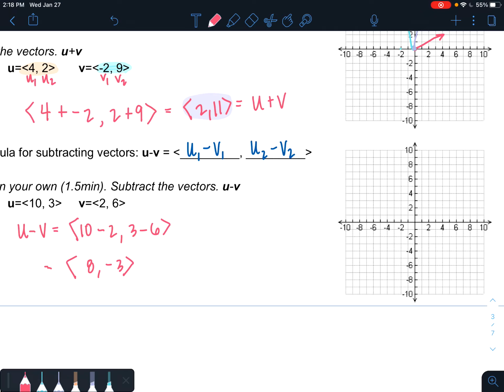All right, let's see what u minus v looks like. So we've got u in pink again, v in blue, and we'll do u minus v in purple. So we've got 10, 3 in pink. There we go. Then in blue we have 2, 6. And then in purple we have 8, negative 3.